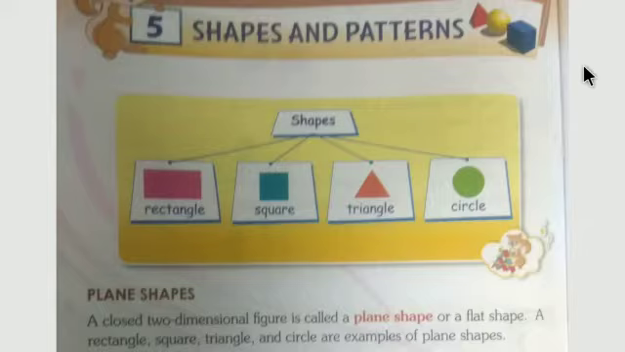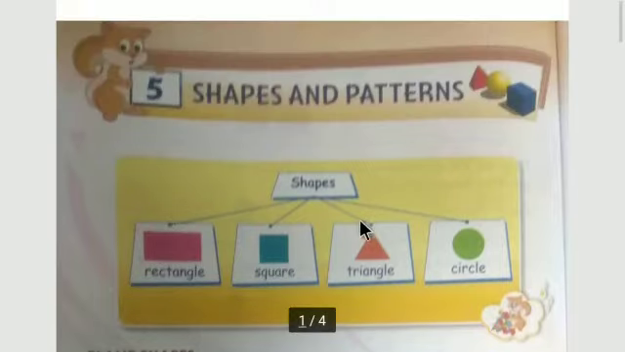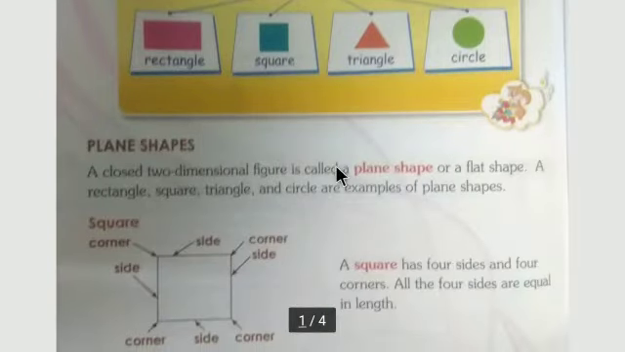In our day-to-day life, we are seeing many shapes. Can you tell me the shape of sun and moon? Round, right? So in this chapter we will learn something about shapes and patterns. Let's start. Basically there are two types of shapes, plane shapes and solid shapes. First of all we will see plane shapes.